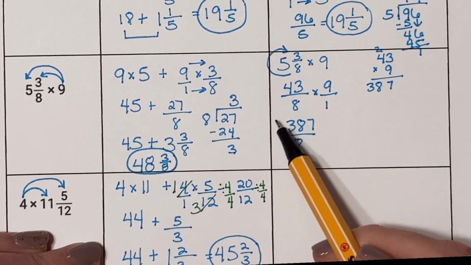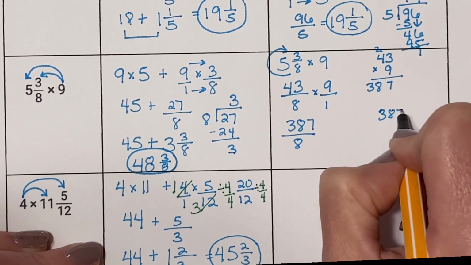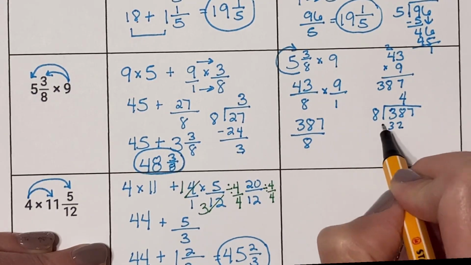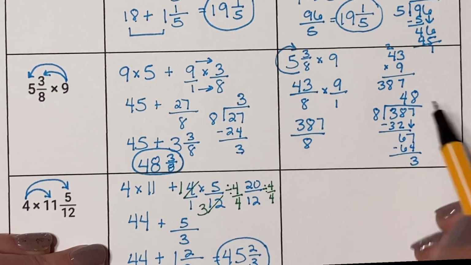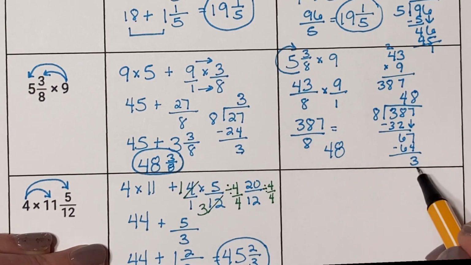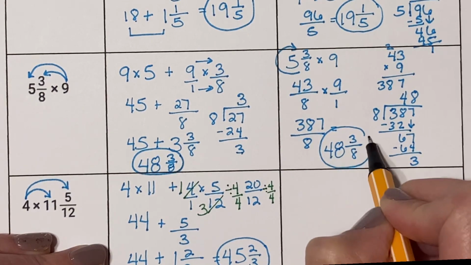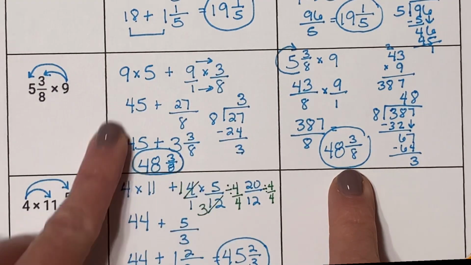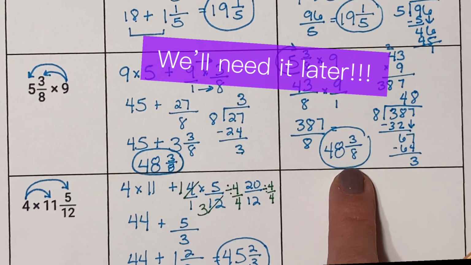Yay, I get to change 387/8 into a mixed number. A little bit gross. Okay, 387 divided by 8. So it goes in 48 whole times, 3 left over out of 8. 48 3/8. Oh, and we see we got the same thing over here. Again, for this problem, the distributive property was way more efficient, but we'll keep practicing this one because we'll need it for section 10.